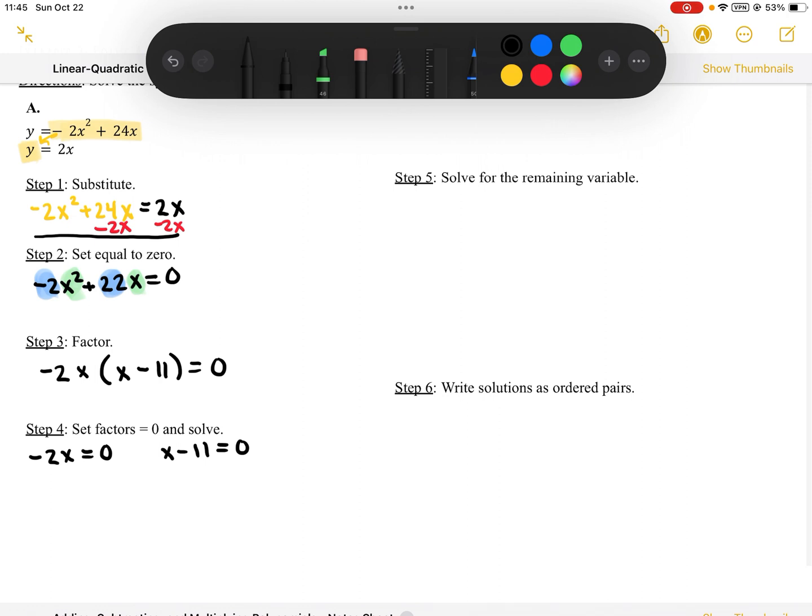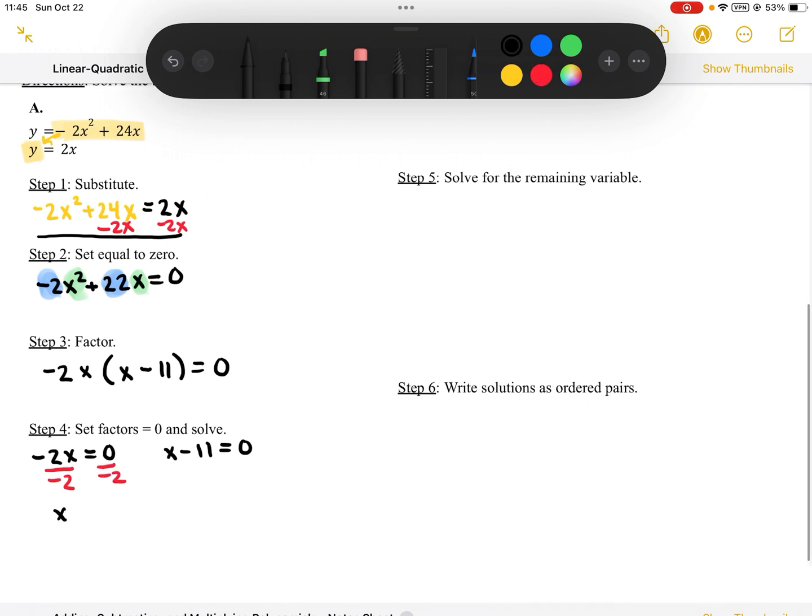So for the first equation, I'm going to go ahead and divide both sides by negative 2. So I get x equals 0 divided by negative 2 is 0. So the first x value is going to be 0. Second equation, add 11 to both sides. So I get x equals 11.